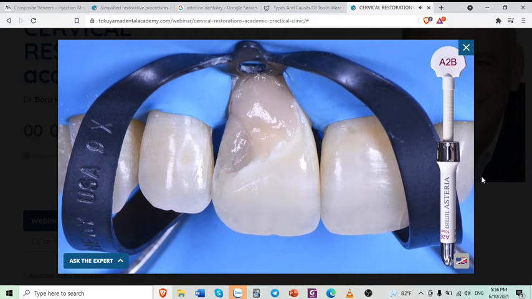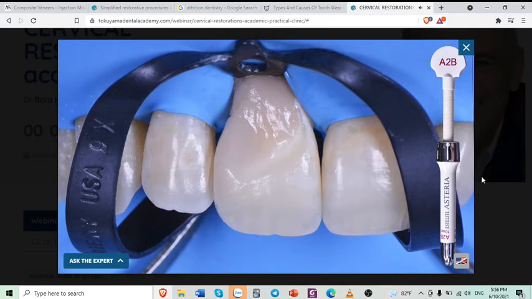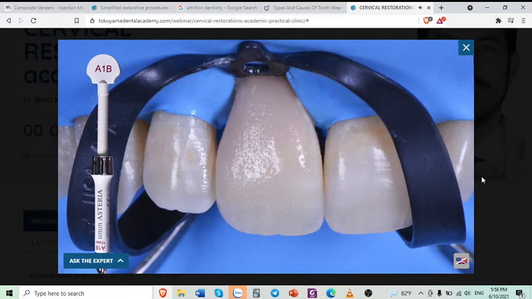Using two different body colors, I completed the restoration. I did the lower layer with the incremental method using A to B. To avoid the shrinkage of polymerization, I did not create thick layers, and I completed the upper layer with A1B.